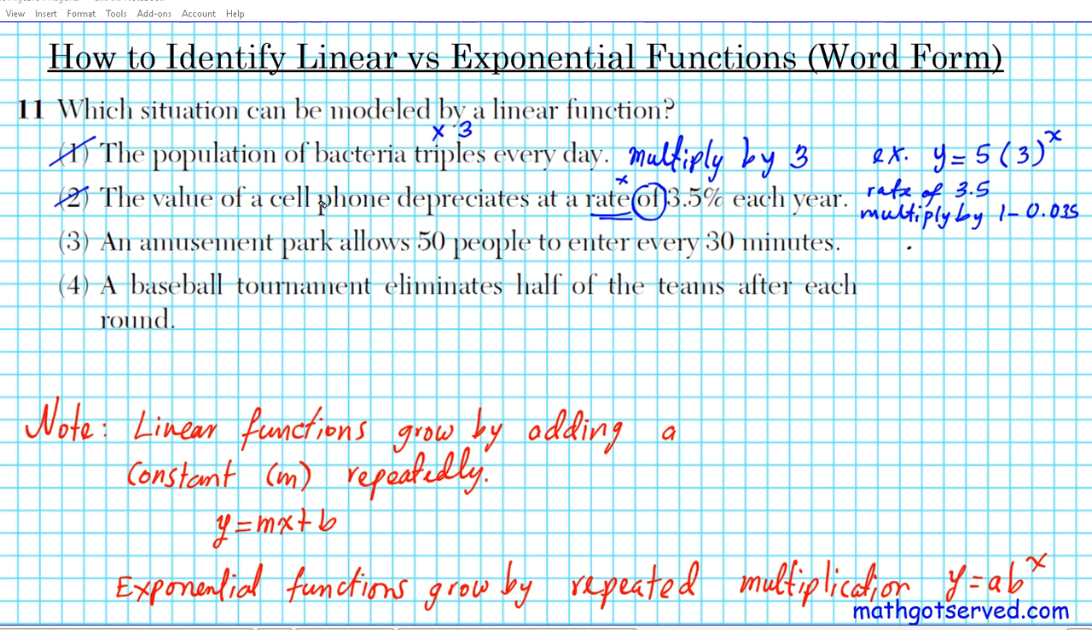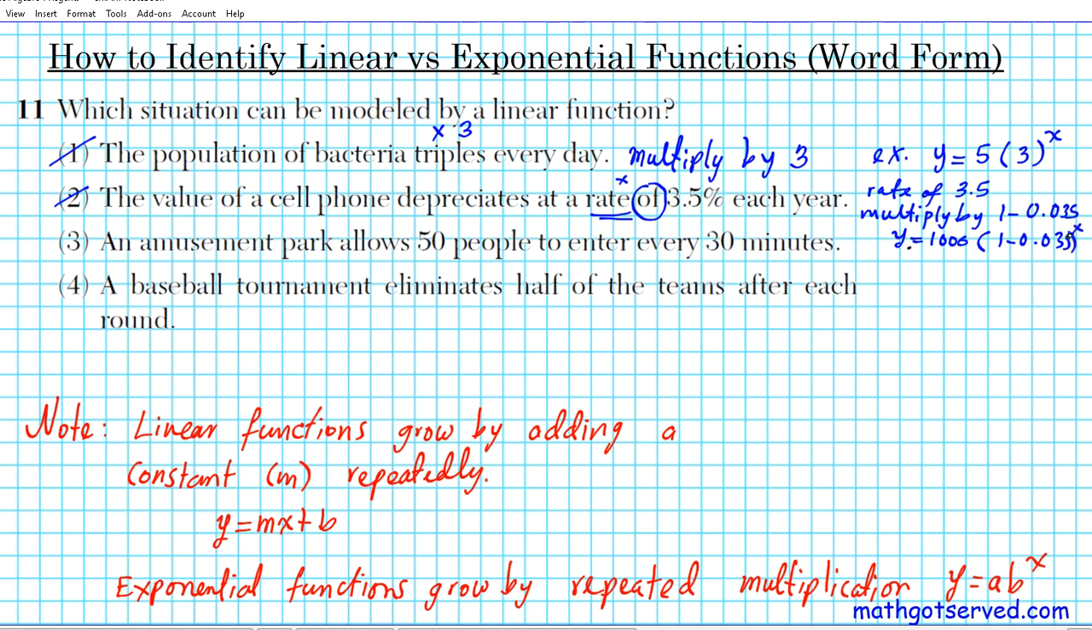So what kind of function could represent option 2? Let's say your cell phone is $100. No, that's kind of cheap. Let's say it's $1,000, like the new Note cell phones from Samsung. Let's say it's $1,000 and it depreciates by 3.5% every year. If we want to model that algebraically, it's going to look something like y equals 1,000 times 1 minus 0.035 raised to the x power.